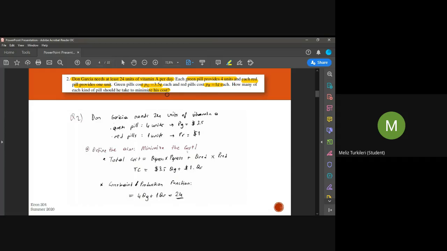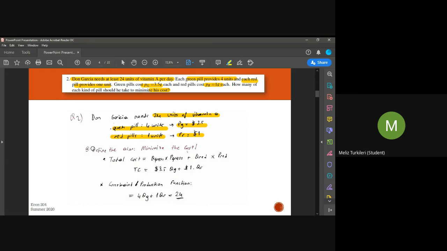And our aim is the minimization of the cost. We want to minimize our cost. Okay, let's try to find out information from the questions. We need 24 units of vitamin A. We know that from the questions. And we know that our green pills give us 4 units of vitamin A, and red pills give us 1 unit of vitamin A. We also know the prices of these vitamins.